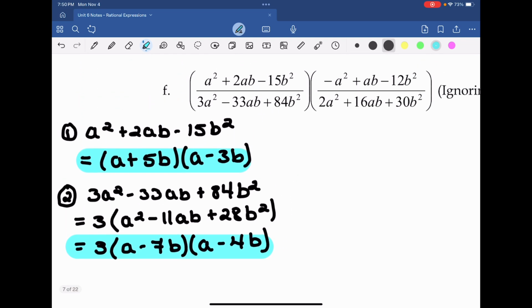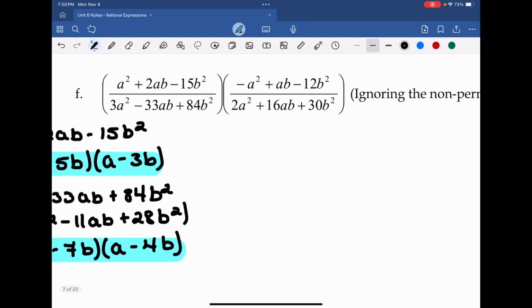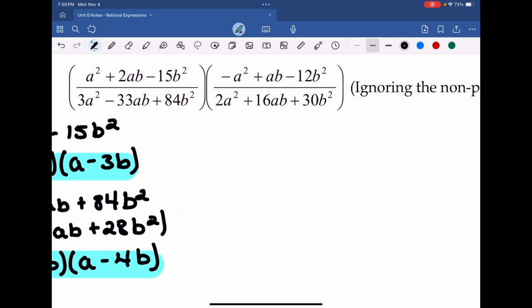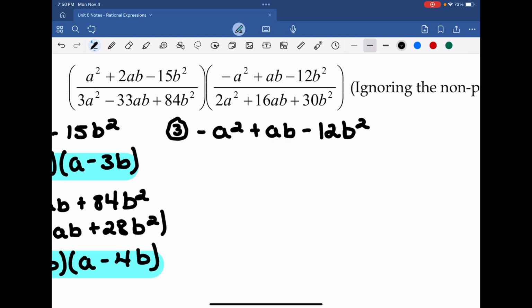Now, as promised, let's just continue our factoring at the very top here. What we're going to do is for step number 2, or step number 3, I should say, we're going to take the numerator of the second fraction. So this is negative a squared plus ab minus 12b squared. In any sort of problem, we want to see if we can remove a greatest common factor. In this situation, it's negative 1, which leaves us with a squared minus ab plus 12b squared.